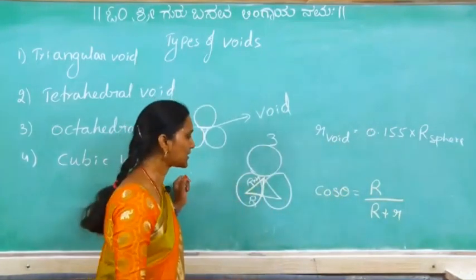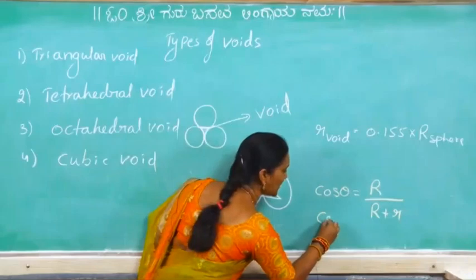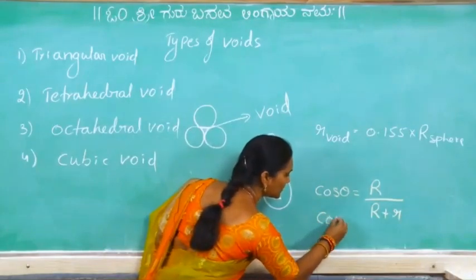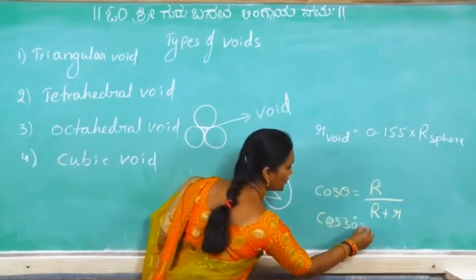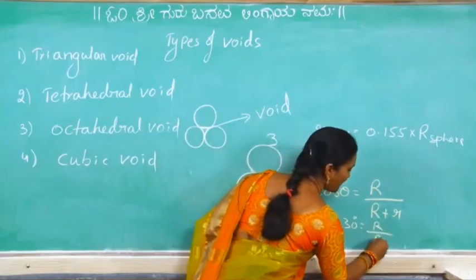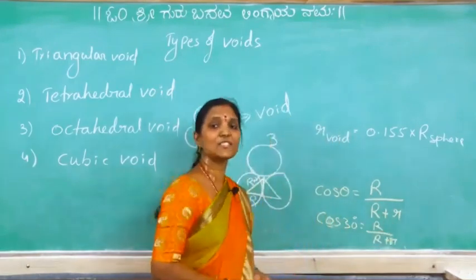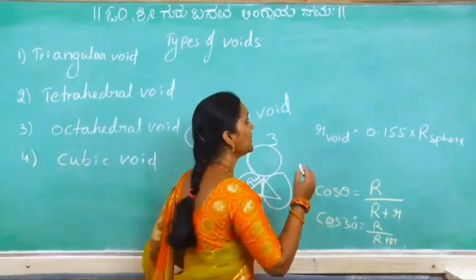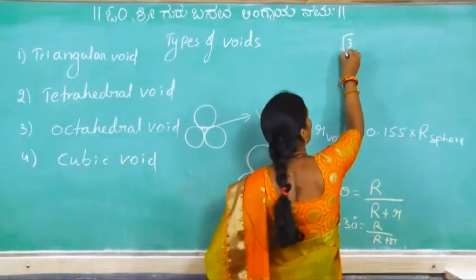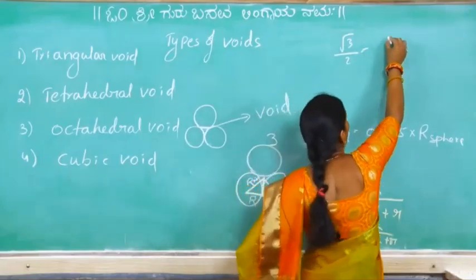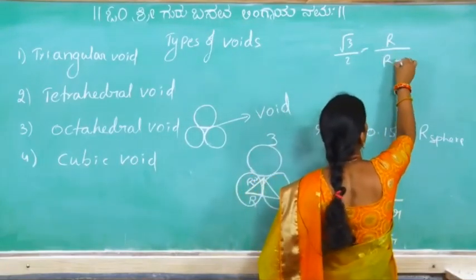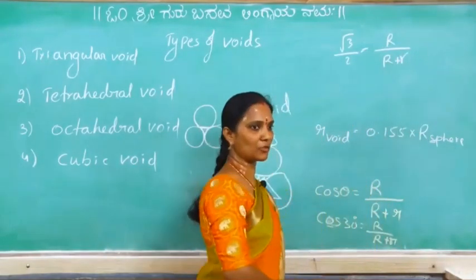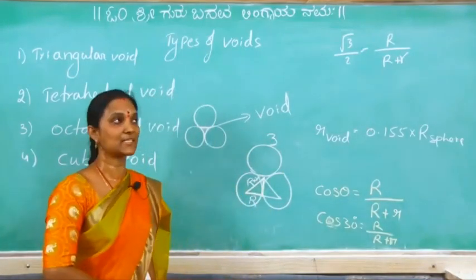Now it is the 30 degrees angle. Then cos 30. Cos 30 how much? Cos 30 degrees equal to R by R plus r. Cos 30 value root 3 by 2. So it is equal to root 3 by 2. Nothing but now what we are getting? Root 3 by 2 is equal to R by R plus r. Yes or no? R by R plus r.